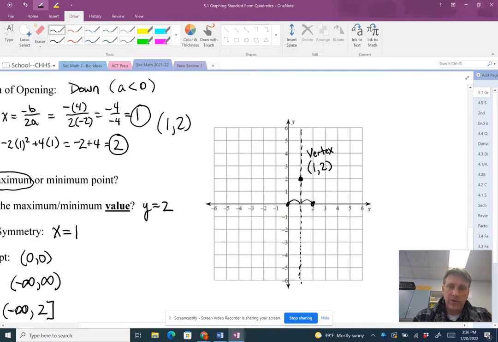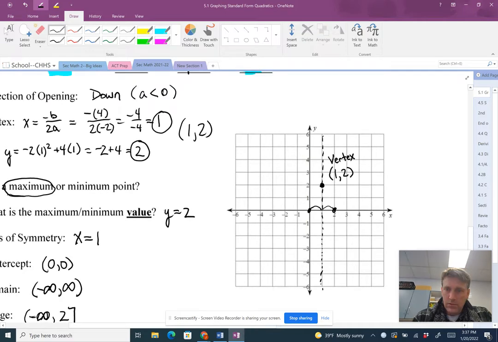And just to sketch then what this looks like. It's going to look something like that. That's just a rough sketch, but that's basically what this thing is going to look like.